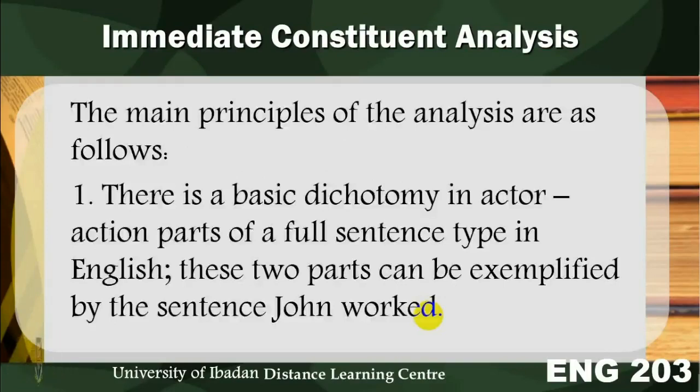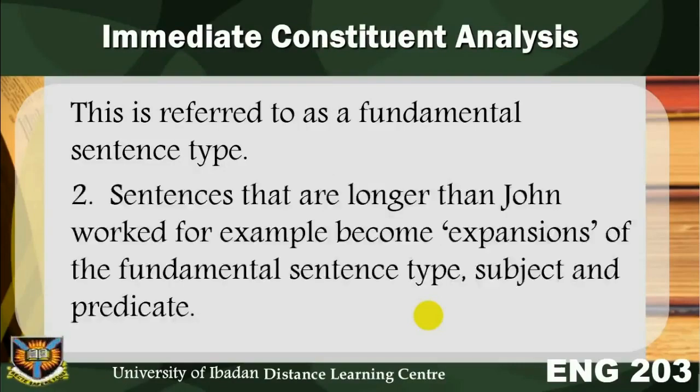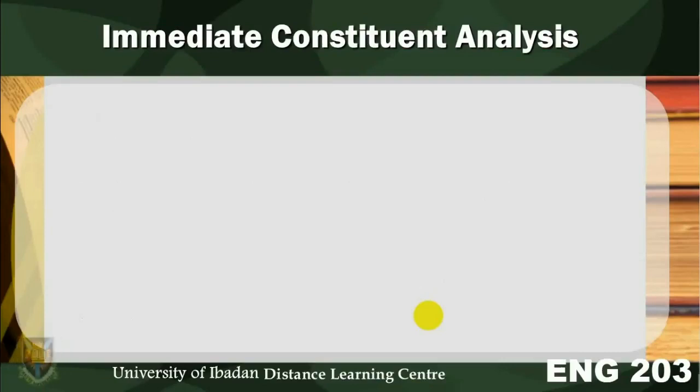1. There is a basic dichotomy in actor, action parts of a full sentence type in English. These two parts can be exemplified by the sentence John worked. This is referred to as a fundamental sentence type. 2. Sentences that are longer than John worked, for example, become expansions of the fundamental sentence type: subject and predicate, for instance.